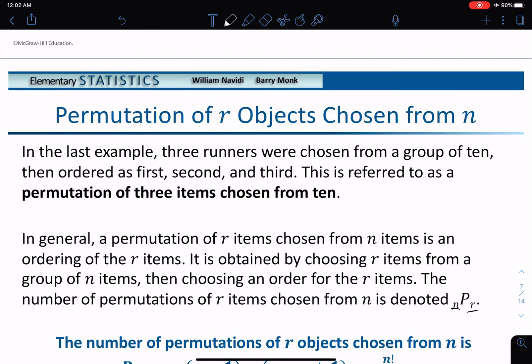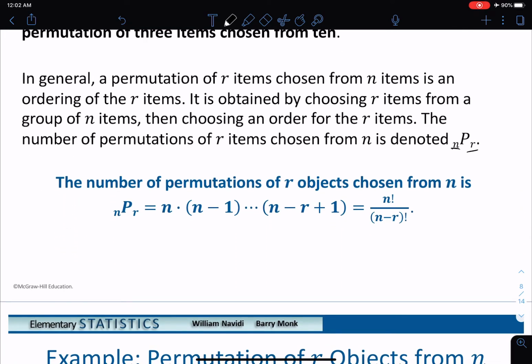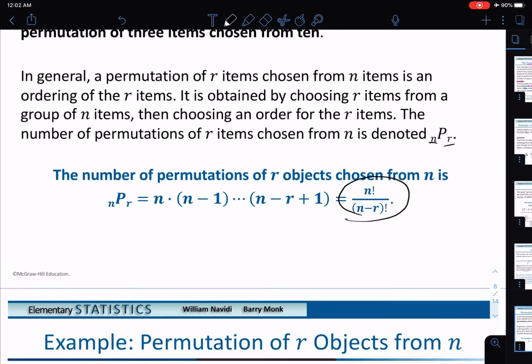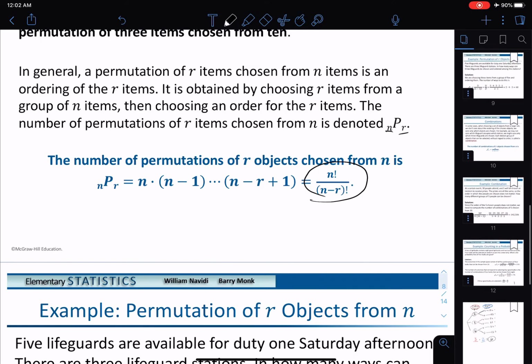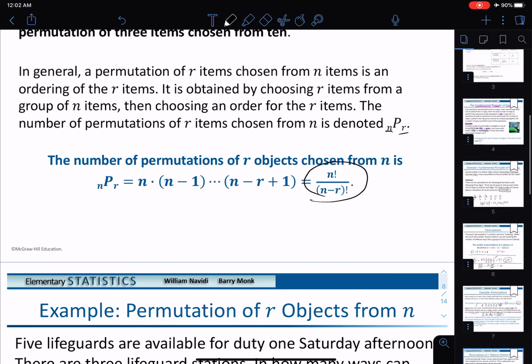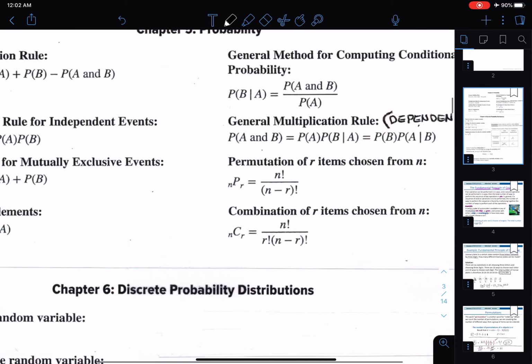That was kind of a mouthful. Here's the formula for us right here, the simplified formula. I also have this on a formula sheet. Let me just show that. There's my formula sheet right there. There's our formula for a permutation.